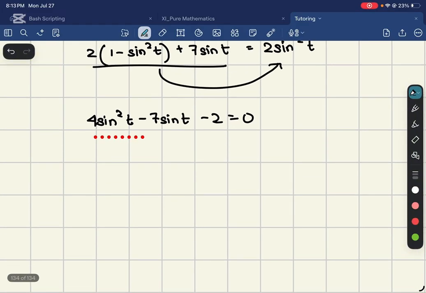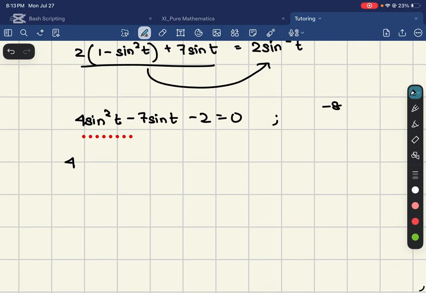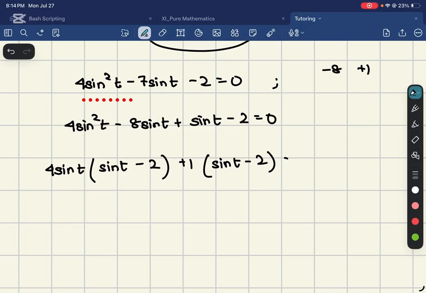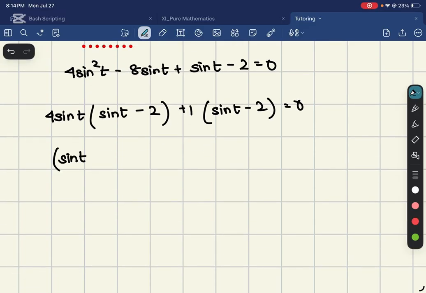All right, so now, can we factorize this? I think we can, right? Or we probably cannot. Let me think about it. I think we can. So the two numbers are going to be negative 8 and positive 1. So we have 4 sine squared T minus 8 sine T plus sine T minus 2. If you try to factorize this, you can factor out 4 sine T, and you get sine T minus 2. And if you factor out a positive 1, you get sine T minus 2. And you know that sine T minus 2 and 4 sine T plus 1 is equal to 0.